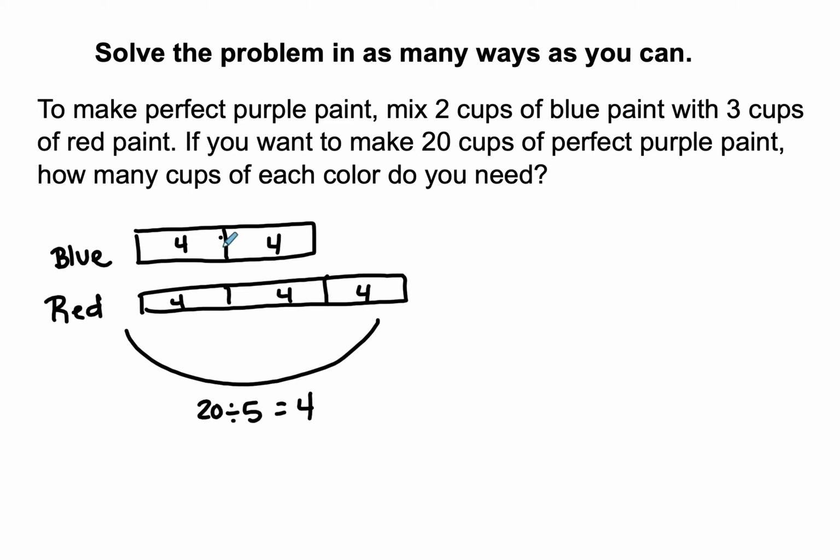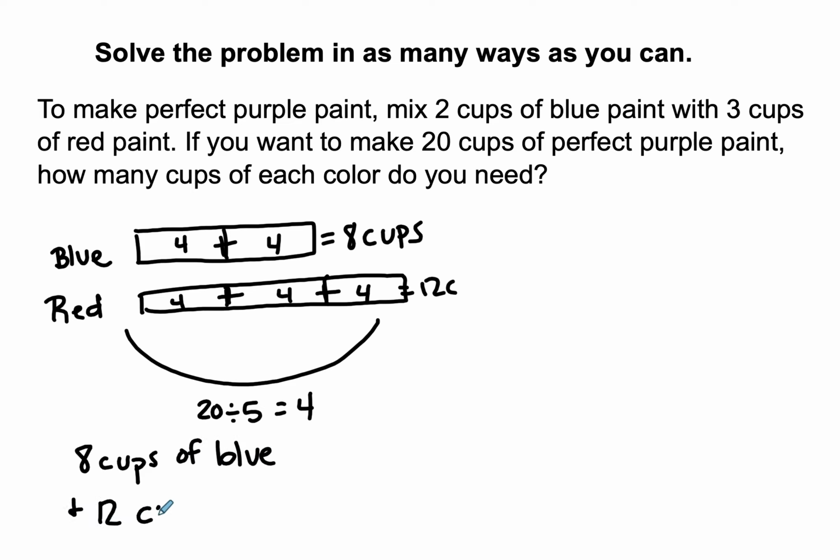Then I have to add. So my blue, I'm going to need 8 cups. And red, I'm going to need 12 cups. So my answer is 8 cups of blue and 12 cups of red. So that's one strategy, tape diagram.